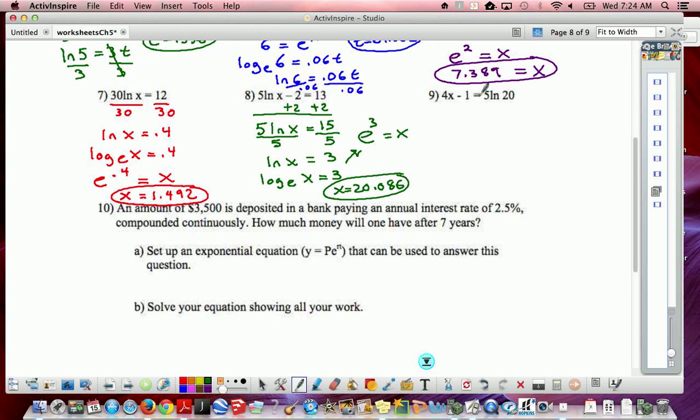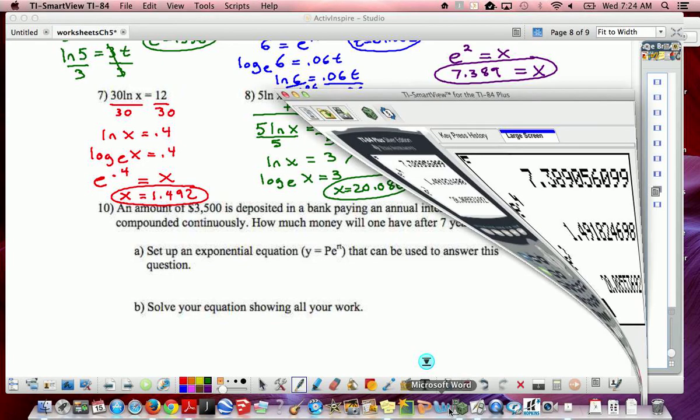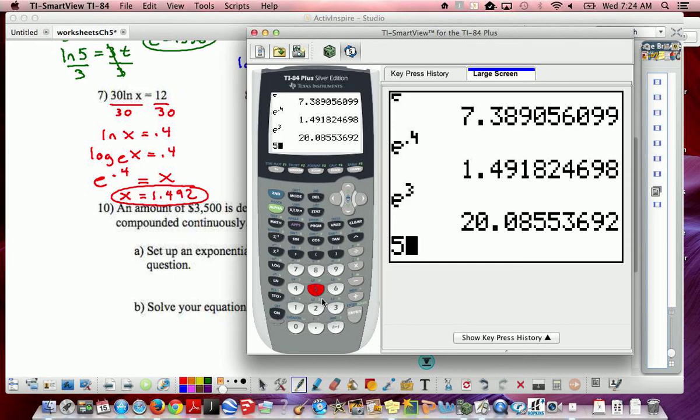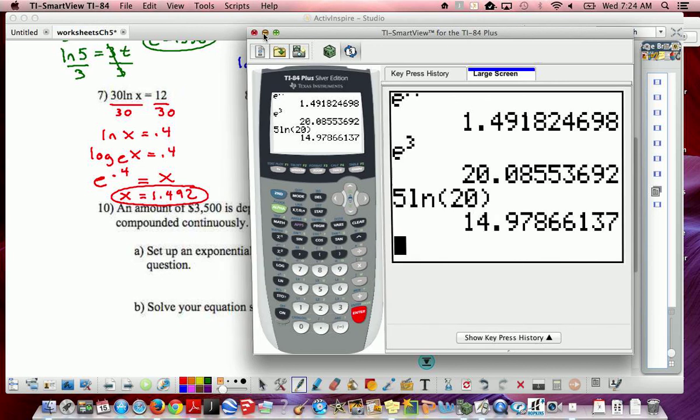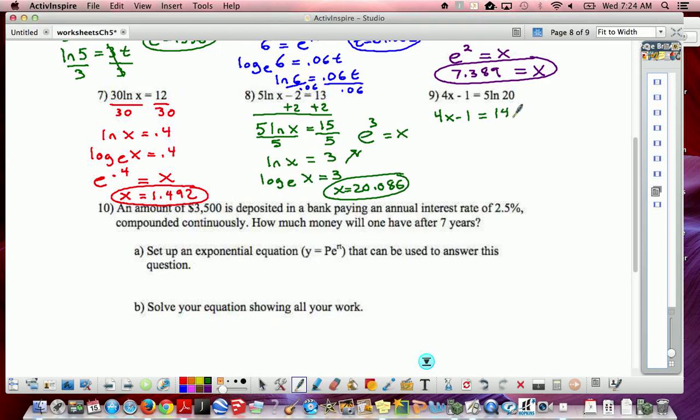All right, on the last one here, if you take a look here, the x is right here. The question is, can I simplify this piece? I actually can by just simply typing that in my calculator. 5 natural log of 20, that's just a number. So 5 natural log of 20, I'll close the parentheses on that. So I get 14.979. Now it's just like a basic algebra equation.